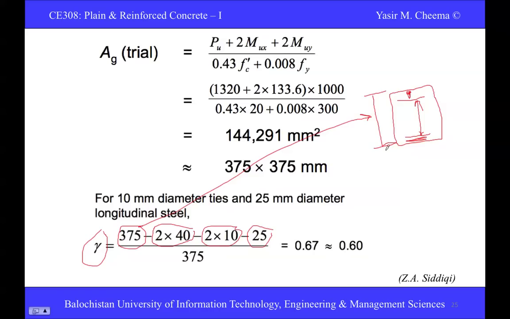This would be the distance, the center to center distance from this bar to the opposite side bar. To get the gamma value, we divide the whole thing by 375, this longer dimension. So this comes to be 0.67. In this case we have to select the lower value, not actually the nearest value, the lower whole value of 0.67, which is 0.60.